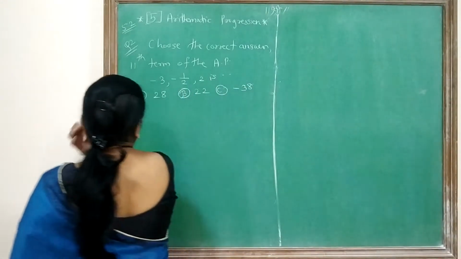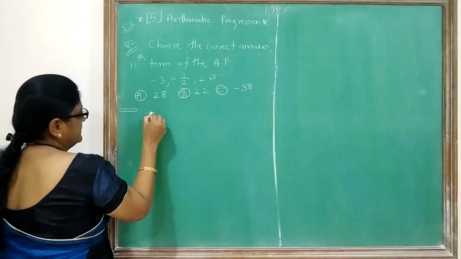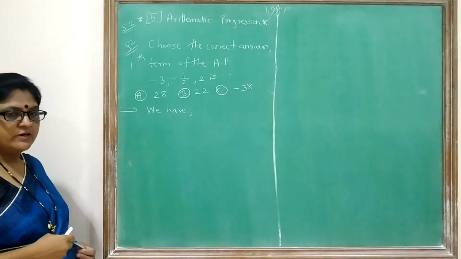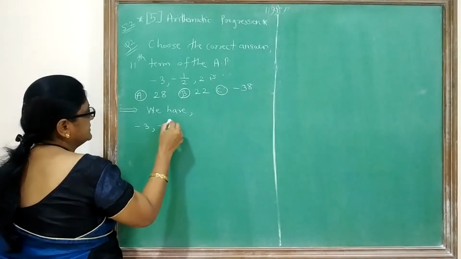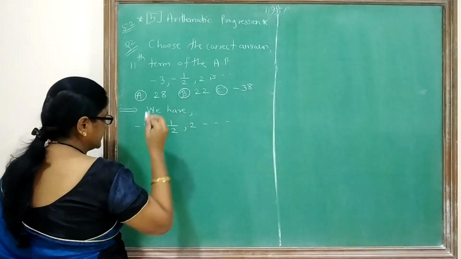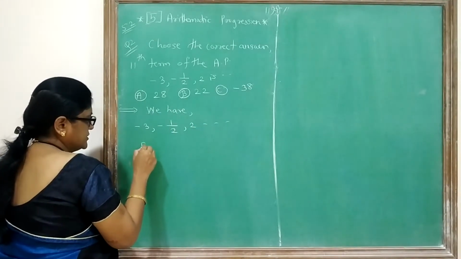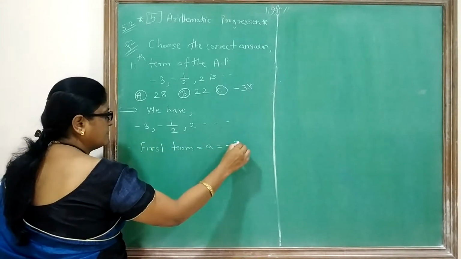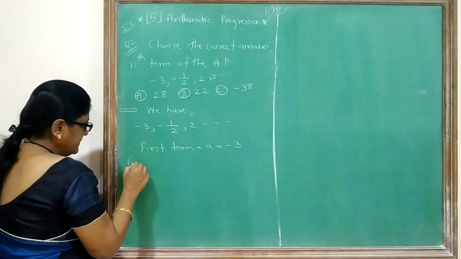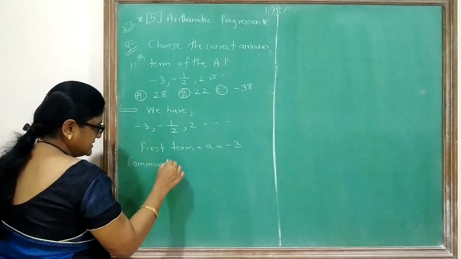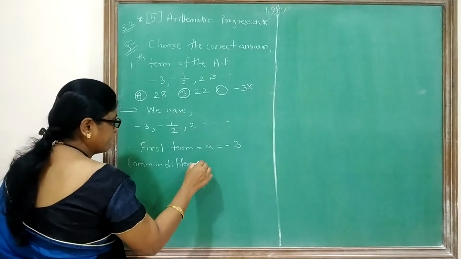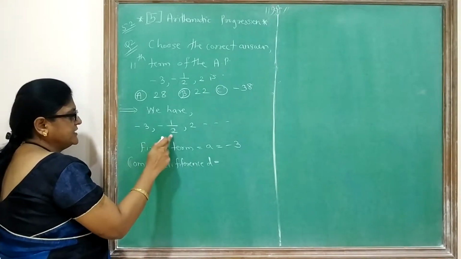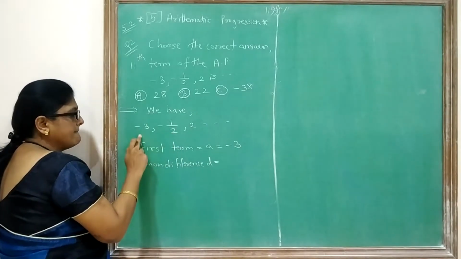Then we have here the series given: minus 3, minus 1 half, 2, up to dash dash dash. Then here first term equal to a equal to what? Minus 3. Here common difference is d. d means what? This a2 minus a1. This is a1, this is a2, this is a3. Then a2 minus a1.